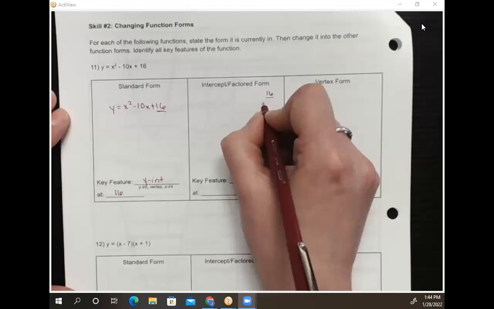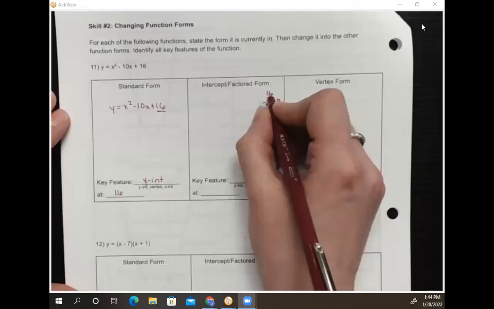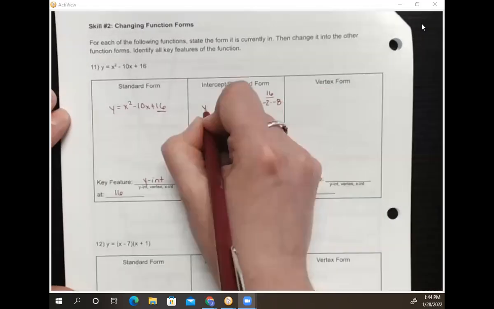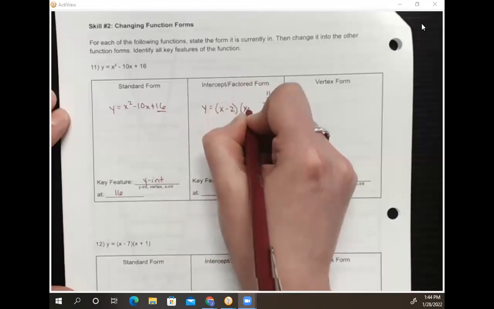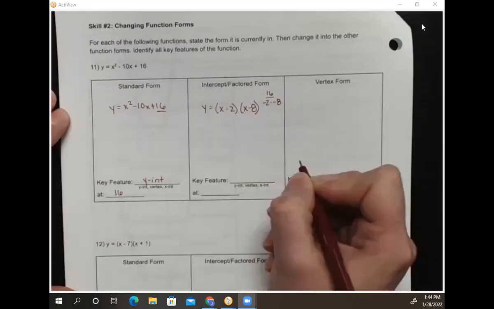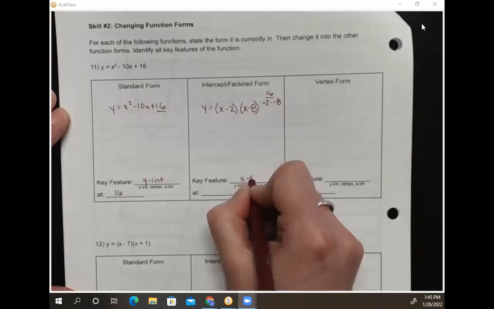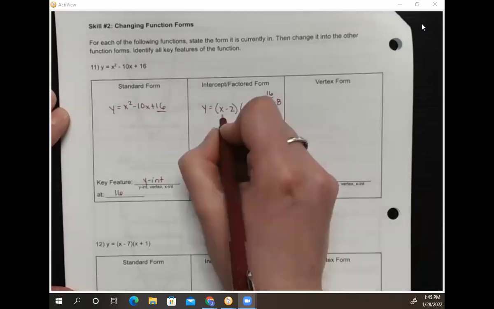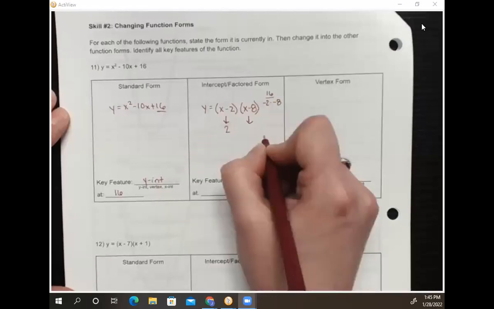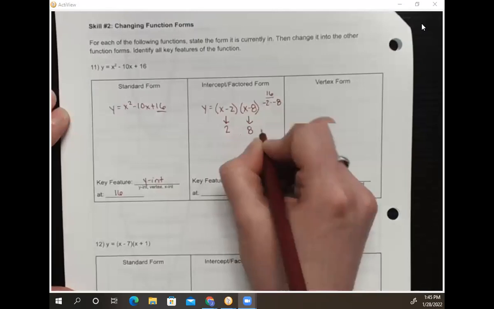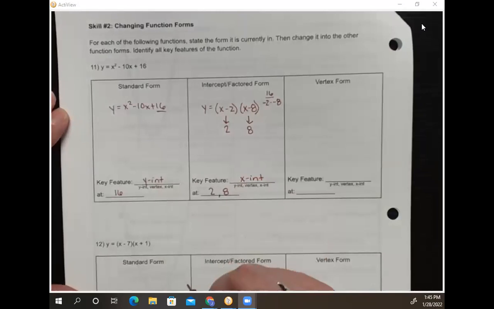Make a list if you need to, but this would be -2 times -8. Those numbers multiply to 16, but would add to -10. So my intercept or factored form would be x minus 2 times x minus 8. Remember that our intercept or factored form tells us the x-intercepts, and our x-intercepts come from inside our factors. Remember, it's the opposite signs. We have an x-intercept at +2 and at +8. So at 2 and 8, and remember, we don't put parentheses around a list of x-intercepts.